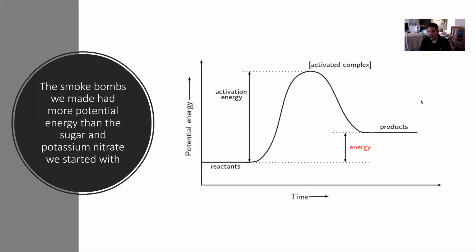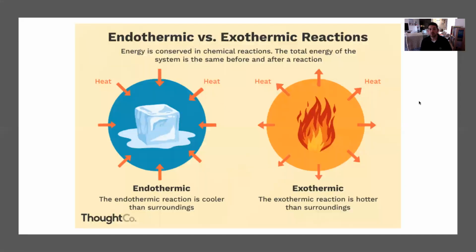All right. So how do we give away potential energy, or how do we gain potential energy? Because we saw earlier, law of conservation of energy, energy is neither created nor destroyed, all right? So it has to do with outside influences. We have two types of reactions: endothermic reactions and exothermic reactions. Energy is conserved in chemical reactions. The total energy of the system is the same before and after.